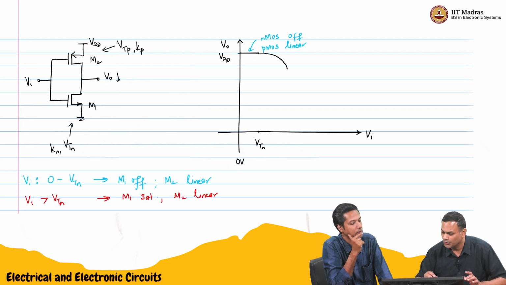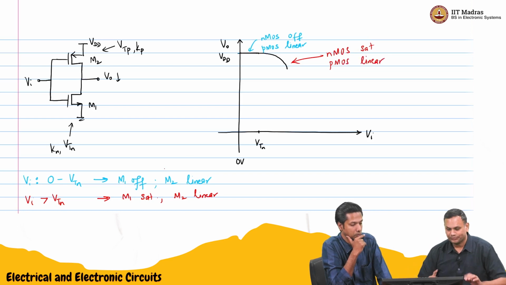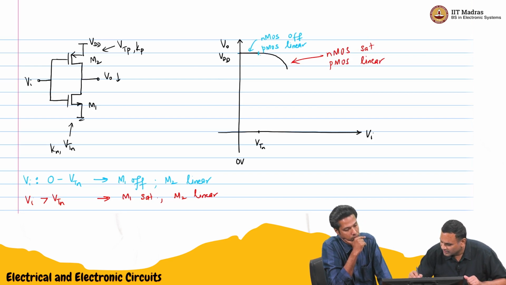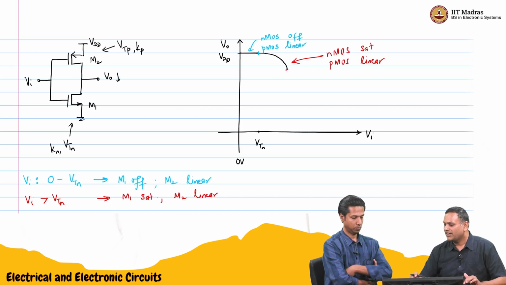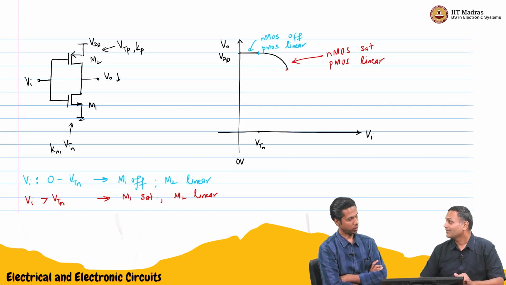So we'll mark this as M1 saturation, M2 linear. NMOS saturation, PMOS linear. And like you said, that is this point. At some point, the voltage goes low enough such that PMOS goes into saturation. So both are in saturation.